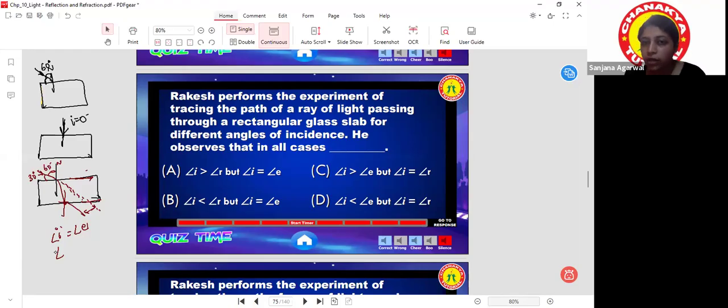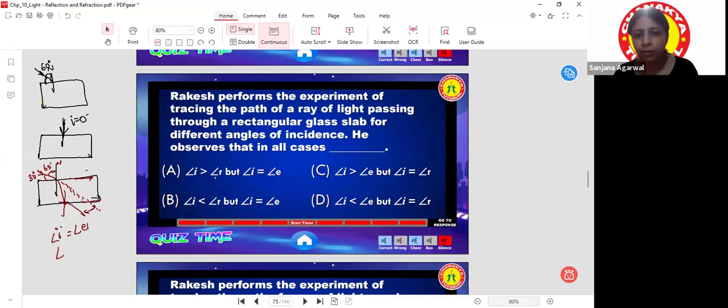Rakesh performs the experiment and light is passing through a rectangular glass slab. So light has to change medium from air to glass, rarer to denser. At the first interface, light will undergo refraction and will bend towards the normal. That is, the angle of refraction will be smaller than the incident angle.